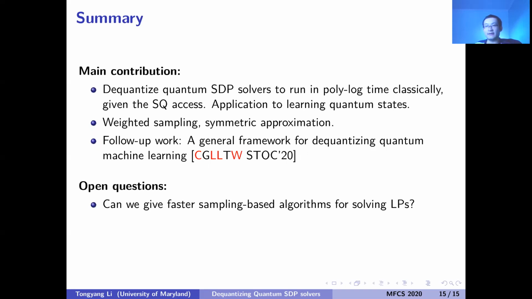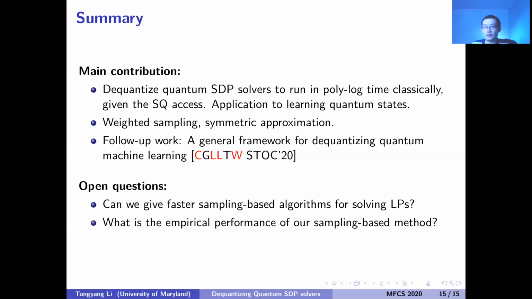Let me also very briefly highlight the open questions that we currently have. A very important open question is: can we give fast sampling-based algorithms for LPs? This is in general about SDPs and the rank of the problem. But for LPs, you do not necessarily have a low rank assumption, though LP is also a great simplification of SDPs. And maybe you also want to explore fast sampling-based algorithms for LPs because of the importance of LPs in practice. Another very natural question is: what is the empirical performance of our sampling-based methods?